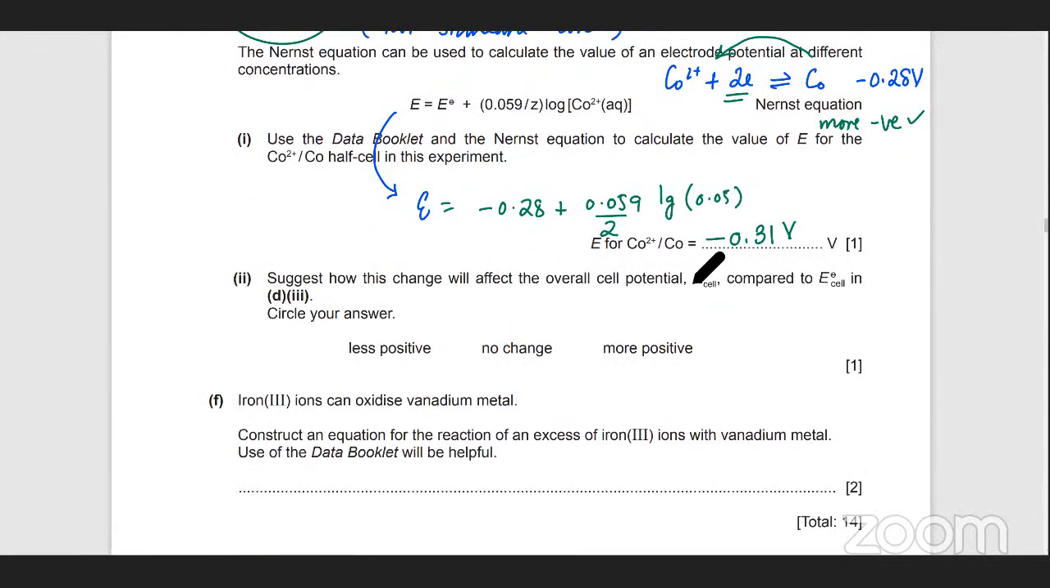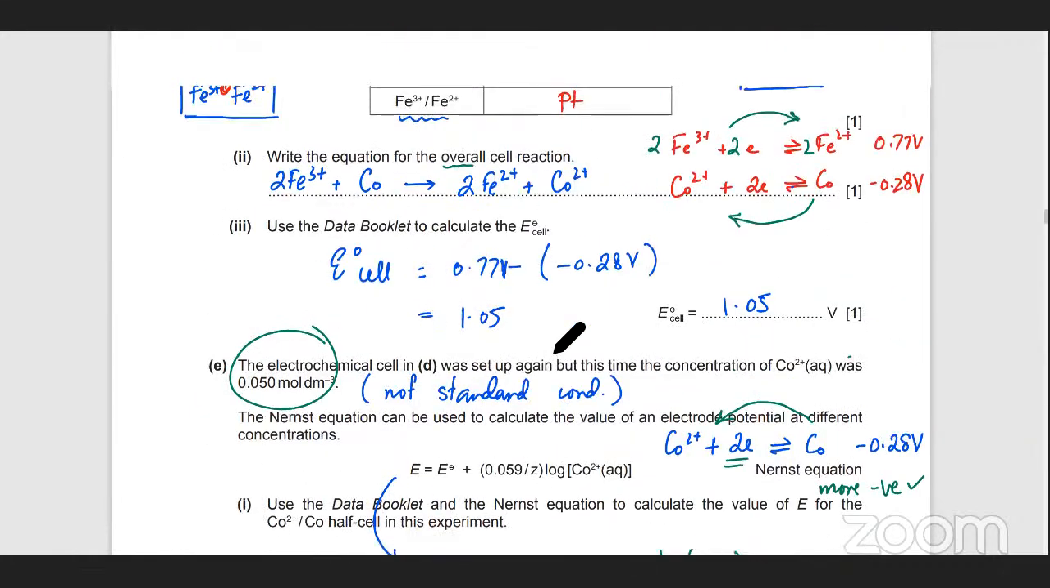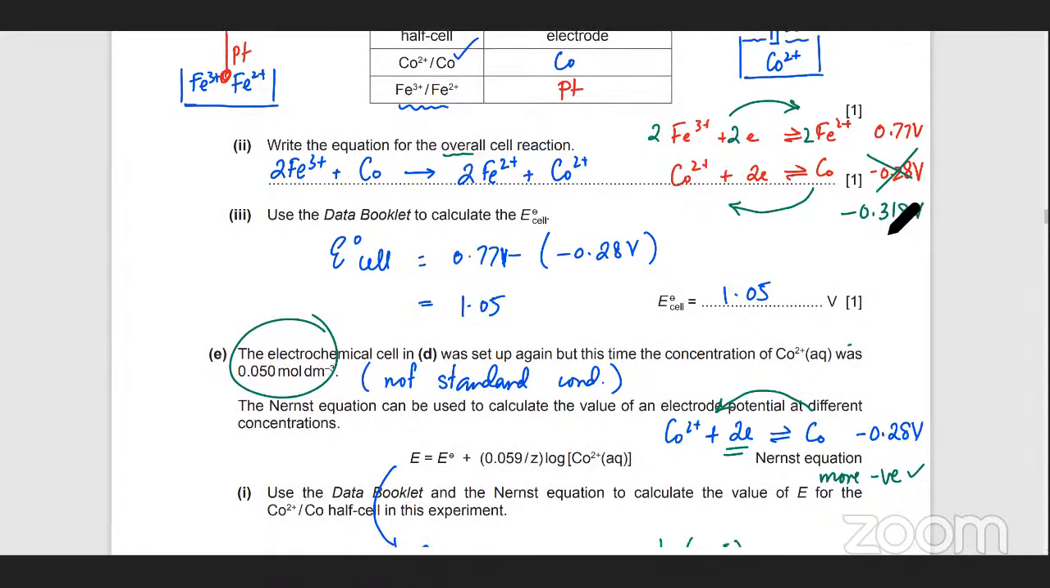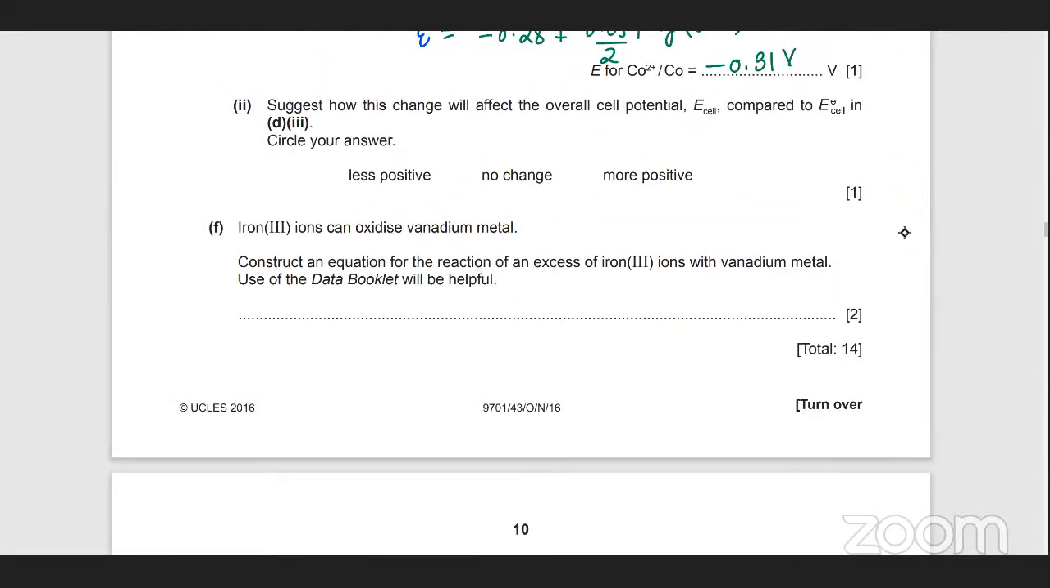Now suggest how the change will affect the overall cell potential, E cell, compared to E naught cell. So how would this change affect it? If it's not minus 0.28, and instead it's more negative, minus 0.318, then what would be the overall E naught cell? The difference is going to be larger. Higher potential minus lower potential, that would increase in value. So it's going to become more positive. Okay, the difference is going to be much higher.